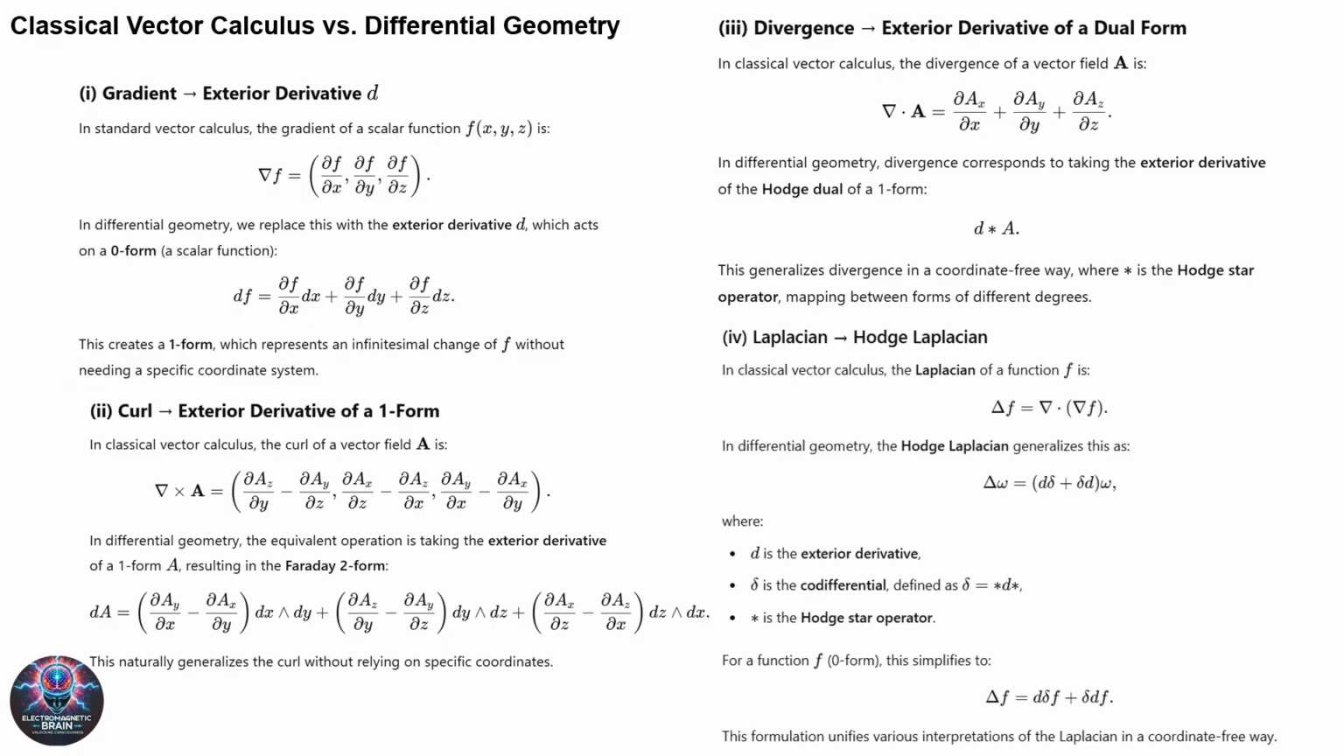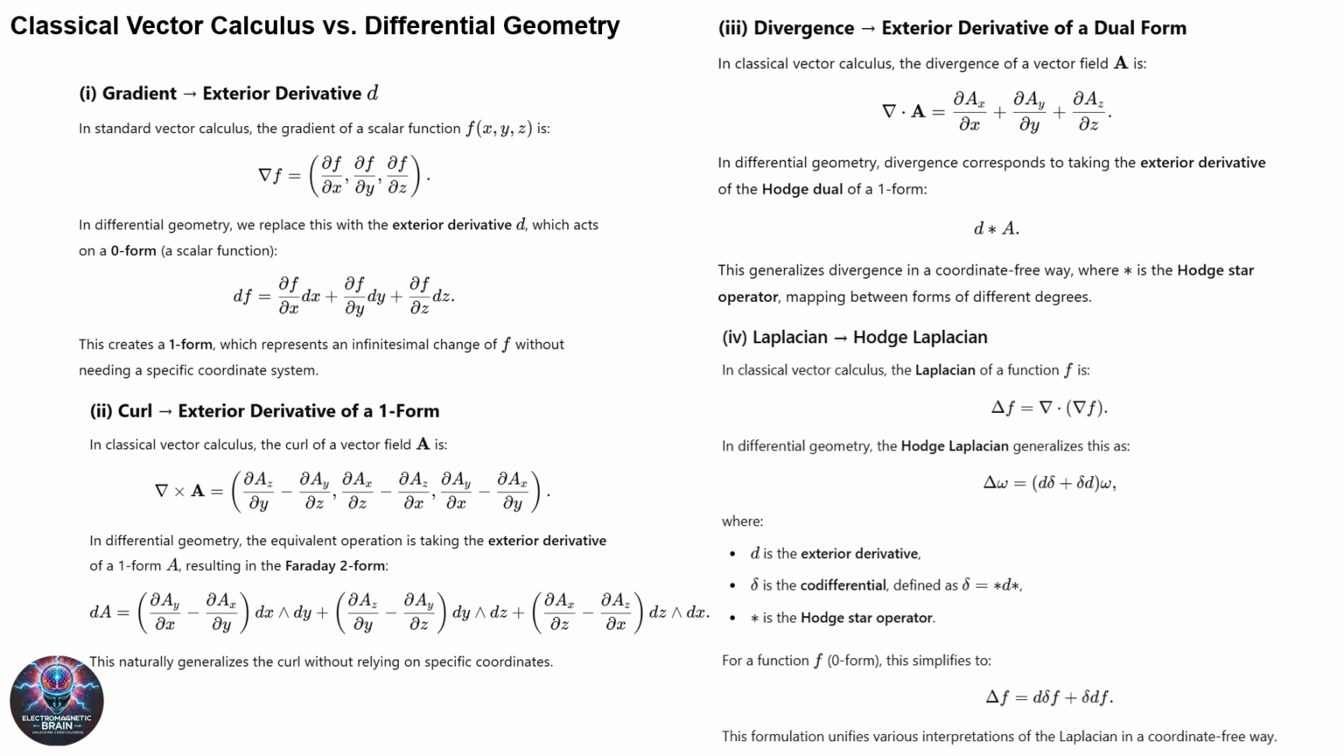Continuing from the previous slide, we now explore how classical vector calculus concepts such as gradient, curl, divergence, and Laplacian translate into differential geometry using exterior derivatives. The goal is to develop a coordinate-free approach, ensuring that these fundamental operations remain valid in arbitrary geometries and curved spaces. Starting with the gradient, which in traditional vector calculus measures the rate of change of a scalar function. In differential geometry, this is replaced by the exterior derivative, which acts on a zero-form, a scalar function, and produces a one-form that represents infinitesimal changes without depending on a specific coordinate system. This generalization expresses field variations in a fully geometric manner.